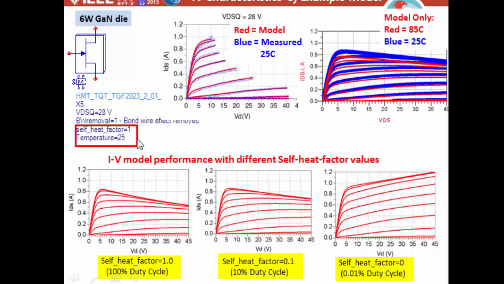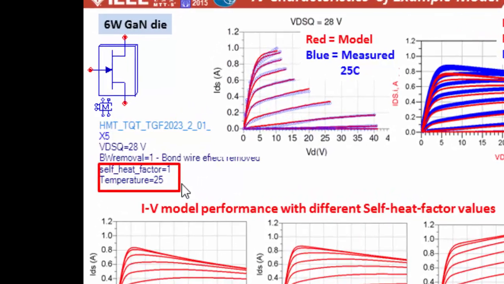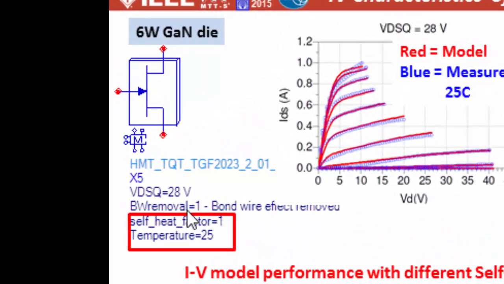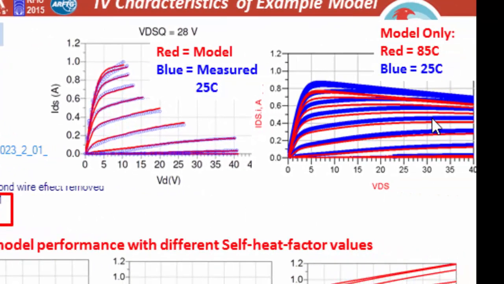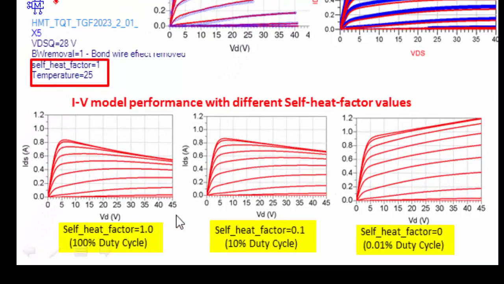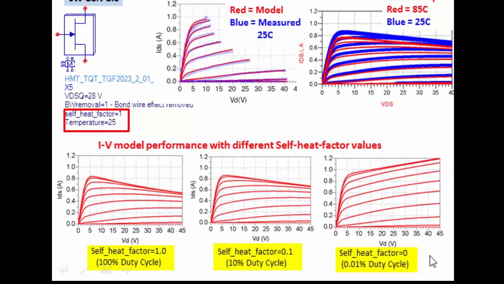We're illustrating here some of the model inputs. In this particular case, there's a bond wire removal feature. The quiescent bias voltage is scalable, and there's a self-heating factor and temperature inputs here. So we can see temperature effects illustrated on the IV performance in the upper right plots, and in the lower plots we can see the effect of the self-heating factor, which is adjustable, for example, according to the duty cycle of a pulse waveform.